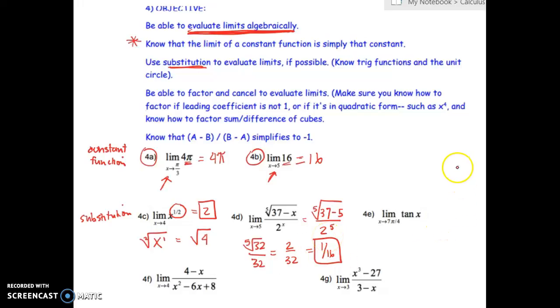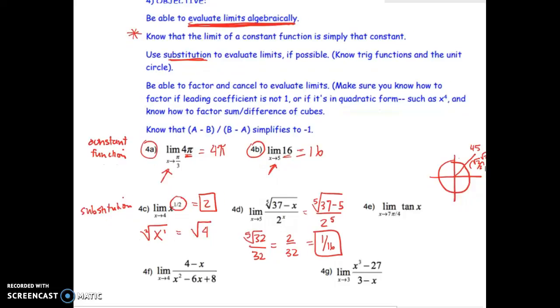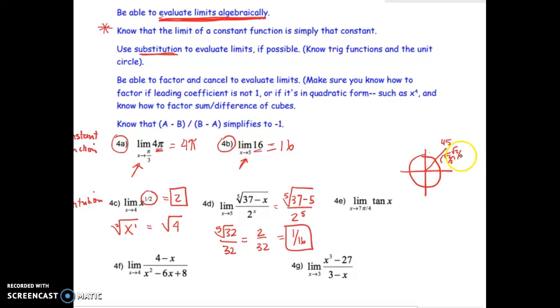The last one, you need to know your unit circle. Okay, that's going to be important to you. Pi over 4 is right here. It's at 45 degrees. You may recall that it's root 2 over 2, root 2 over 2. So if we're thinking of the tangent function, the tangent of pi over 4 is simply sine of 45 degrees over cosine of 45 degrees. Root 2 over 2 divided by root 2 over 2. No fancy arithmetic there because anything over itself is just 1.